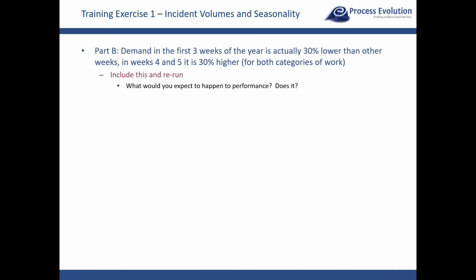Moving on to exercise 1B. Demand in the first 3 weeks of the year is actually 30% lower than in other weeks. In weeks 4 and 5, it is 30% higher for both categories of work. Include this and rerun. Okay, so how do we do this?